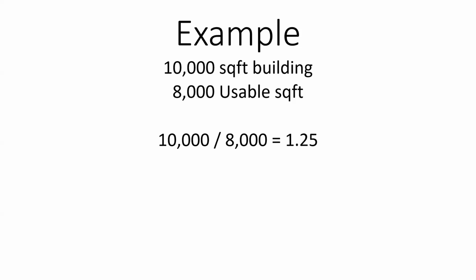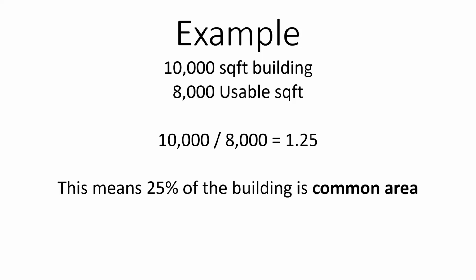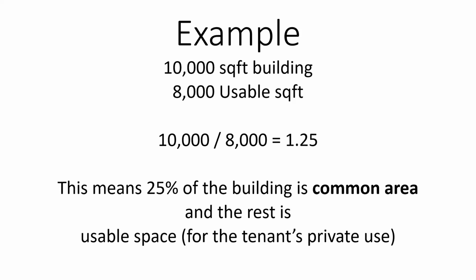So we're dividing the total rentable square feet of 10,000 into the usable square feet, which is 8,000. That pops up a factor of 1.25 or 125%. 25% of the building is common area. The rest is usable space.